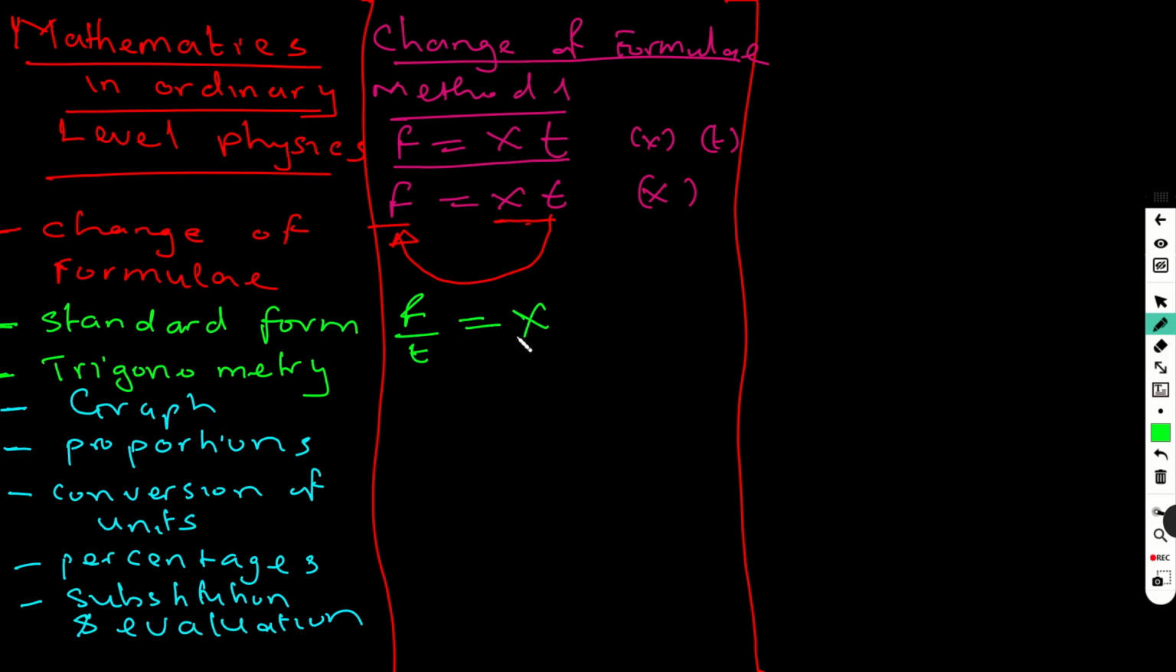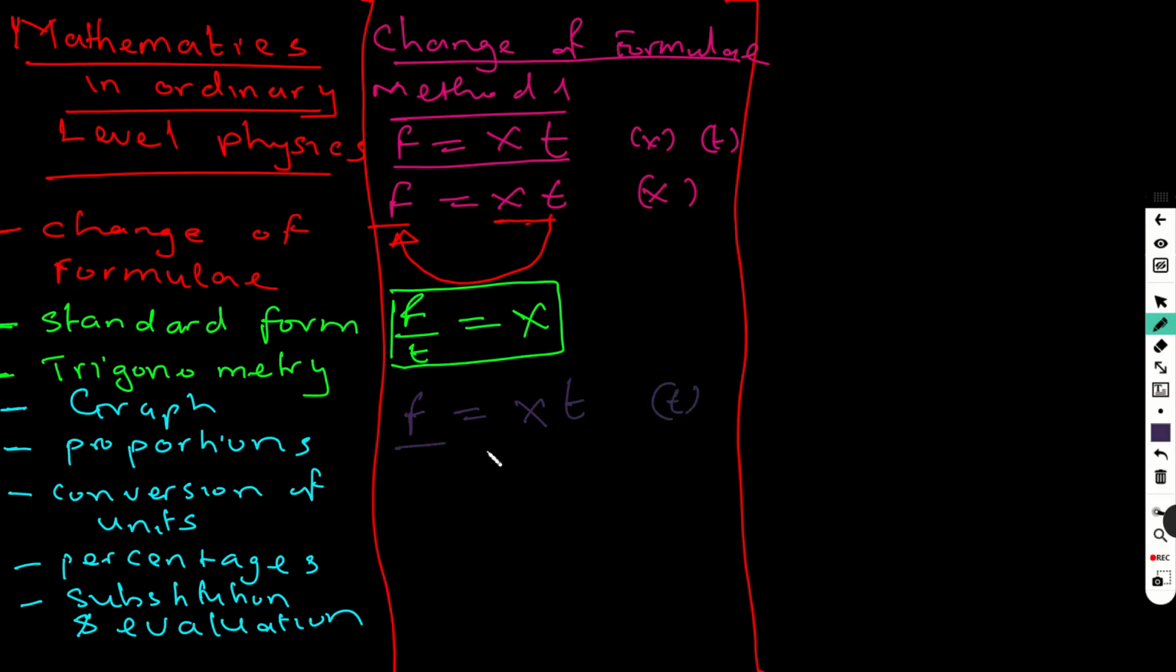Now, if we are making x the subject of the formula, that will be your answer. Now, if you are making t, for example, we are making t. So I have F is equal to x times t. Now I want to make t the subject.